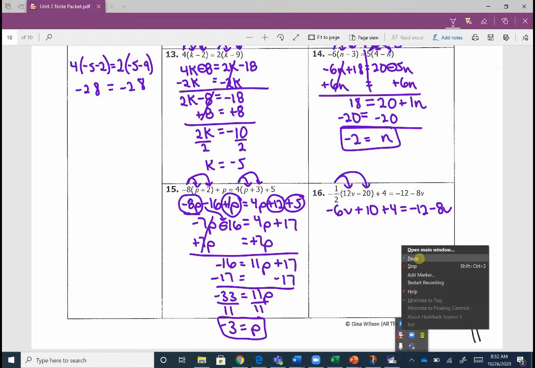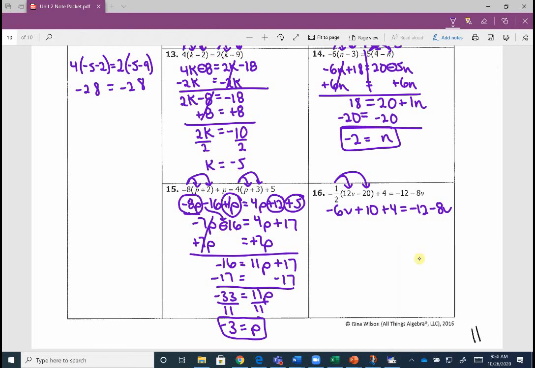And I can see I have a 10 and a 4 I can combine. The negative 6v is just going to stay. 10 plus 4 gives me 14. And then I look on the right side, I have a negative 12 and a minus 8v. I cannot combine those, they're not like terms. Now I have my choice to either move the negative 6v or the negative 8v. This time I'm going to choose to move the negative 8v. To undo the negative, we're going to add 8v to both sides.